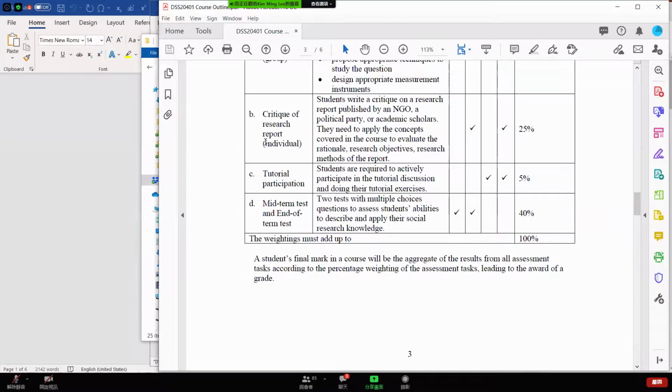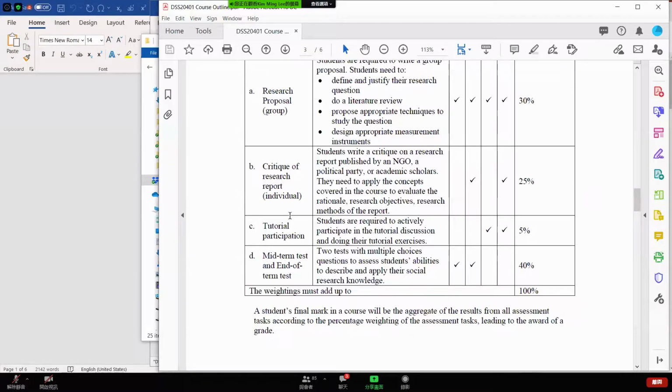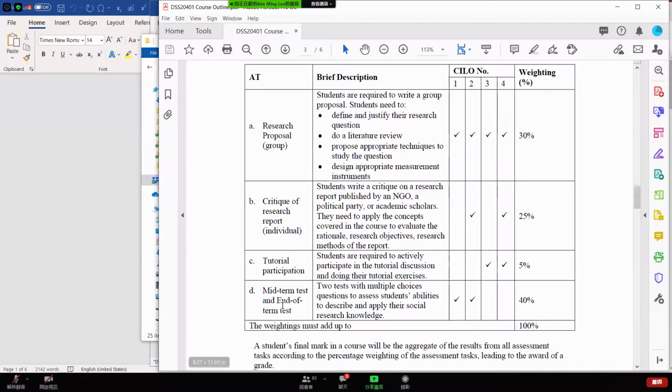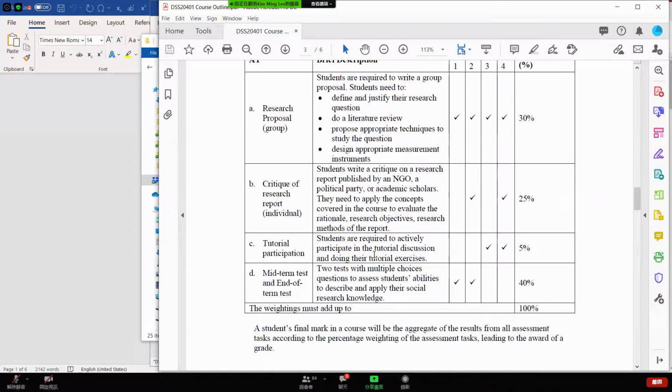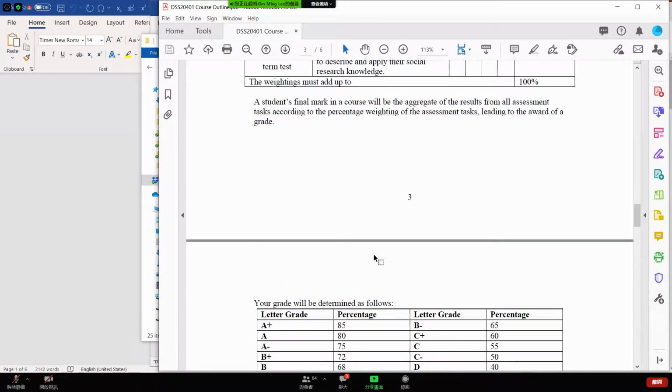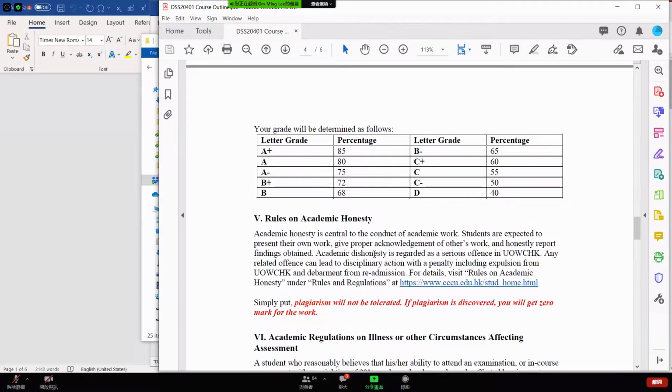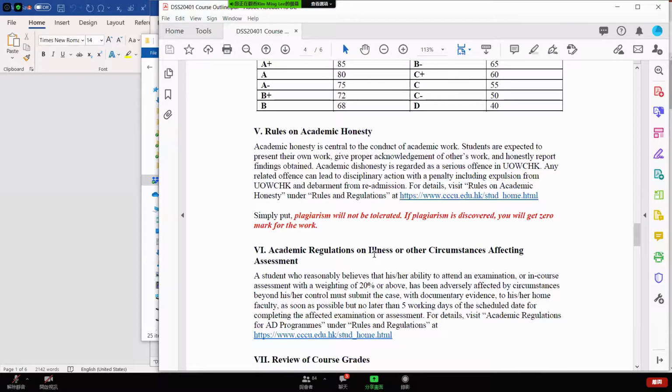If you fail to submit your research proposal, your written research report, or attend the tests, then you need to go through that kind of procedure. Go to the General Office of the Faculty of Social Sciences, FSS, and submit your evidence. And of course, you may need to fill in some forms. I don't know, I haven't gone through the process yet. But anyway, this is what you need to do.